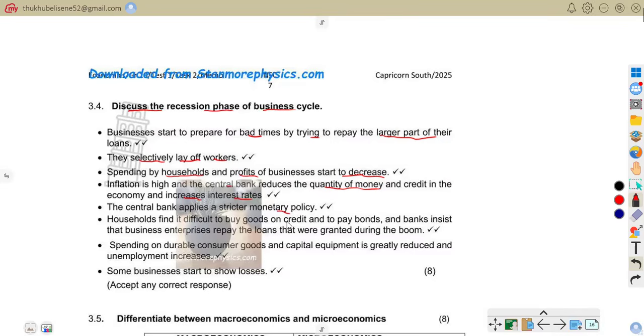Also, the central bank applies a strict monetary policy. Households find it difficult to buy goods on credit and to pay bonds, and banks insist that business enterprises repay the loans that were granted during the boom. So spending on durable consumer goods and capital equipment is greatly going to be reduced and unemployment is going to increase. So some businesses now start to show losses. So that is that. Now we are to go to 3.5.